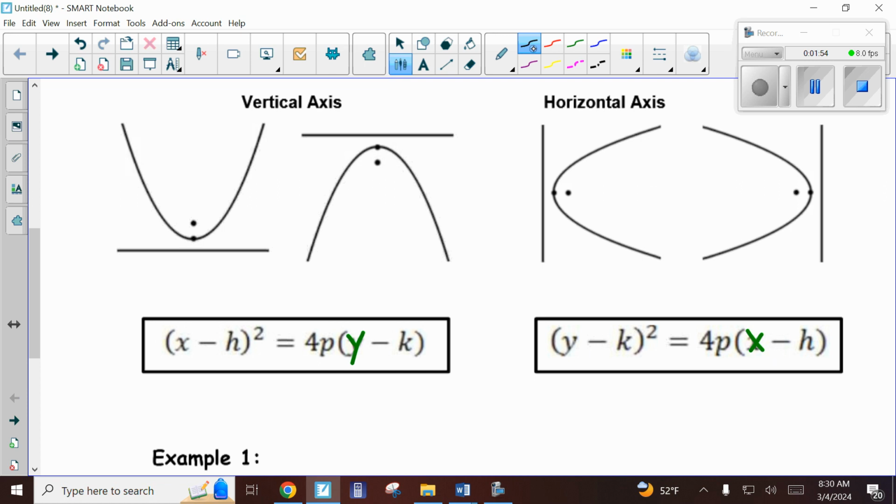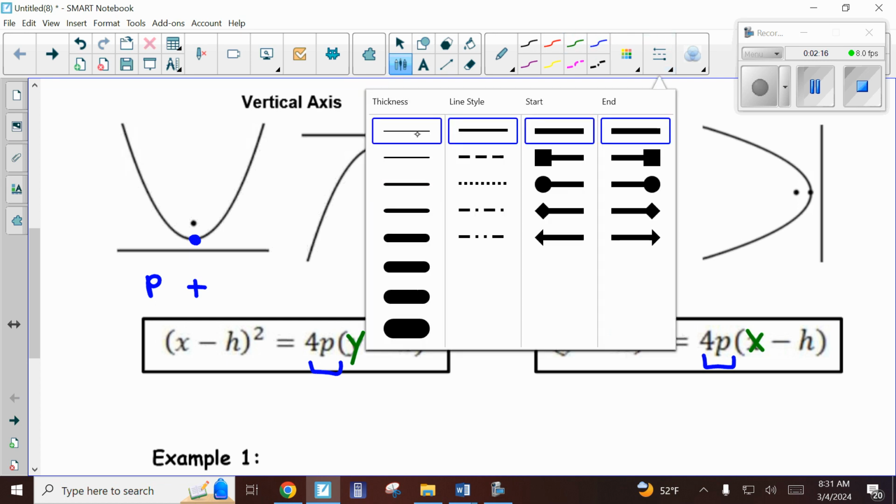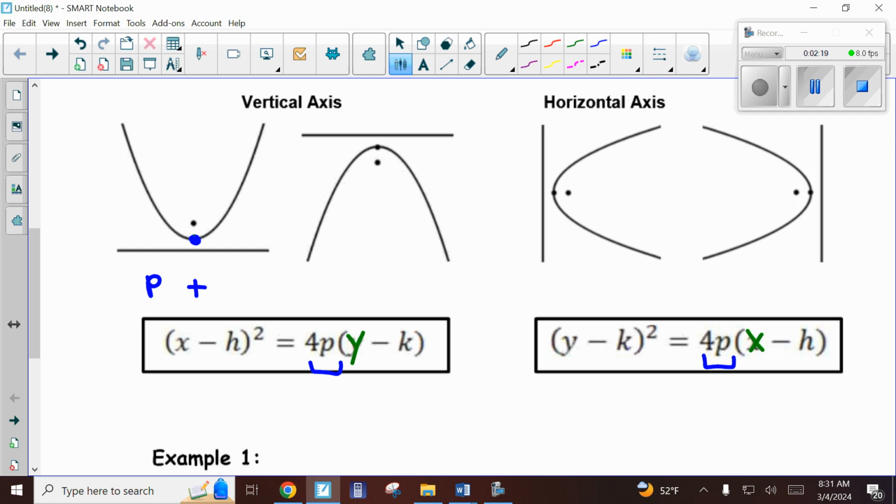So I want to talk about the p-value. You'll notice the formula, it's got a 4p out in front. The sign of p is going to determine which side to move the focus point to. So if p is positive, that means if you have the vertex here, a positive p-value in front of this y means that you have to go up. If you have a vertex here and you have a negative p-value, because we're only allowed to go vertically, that means negative is down.